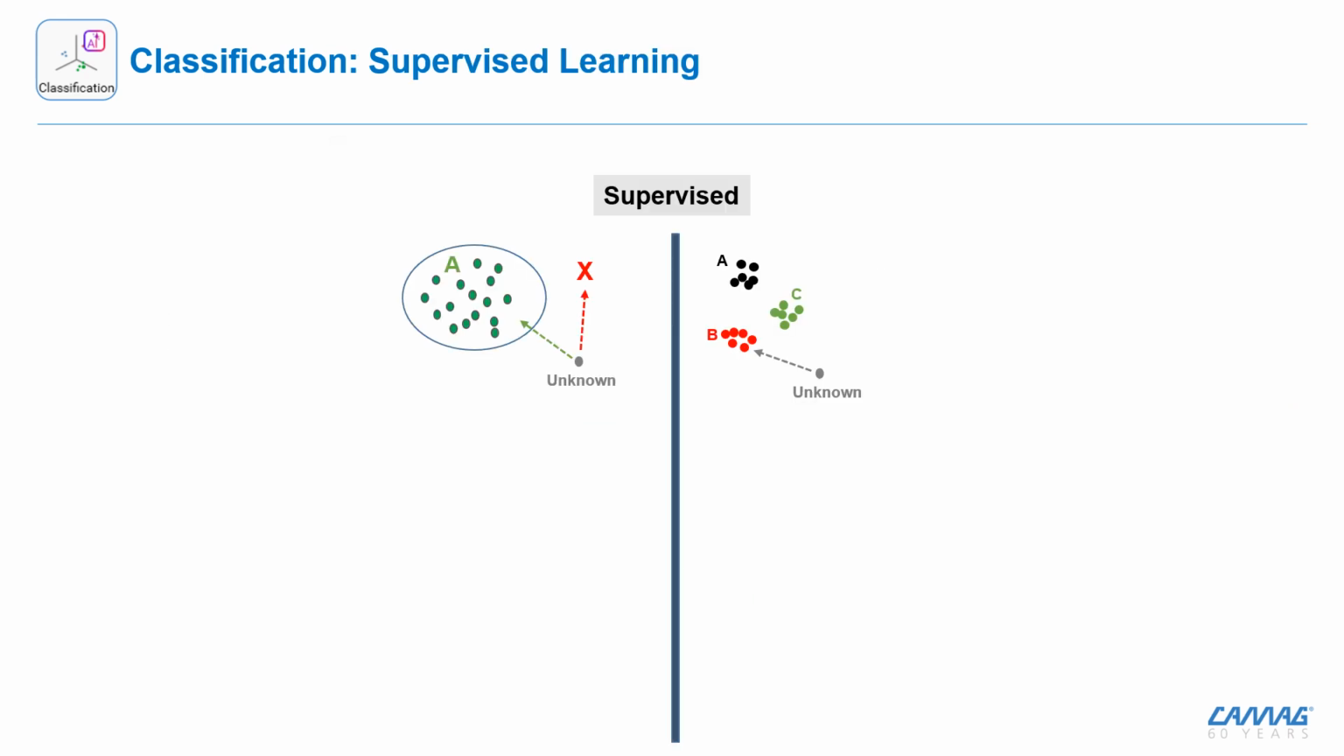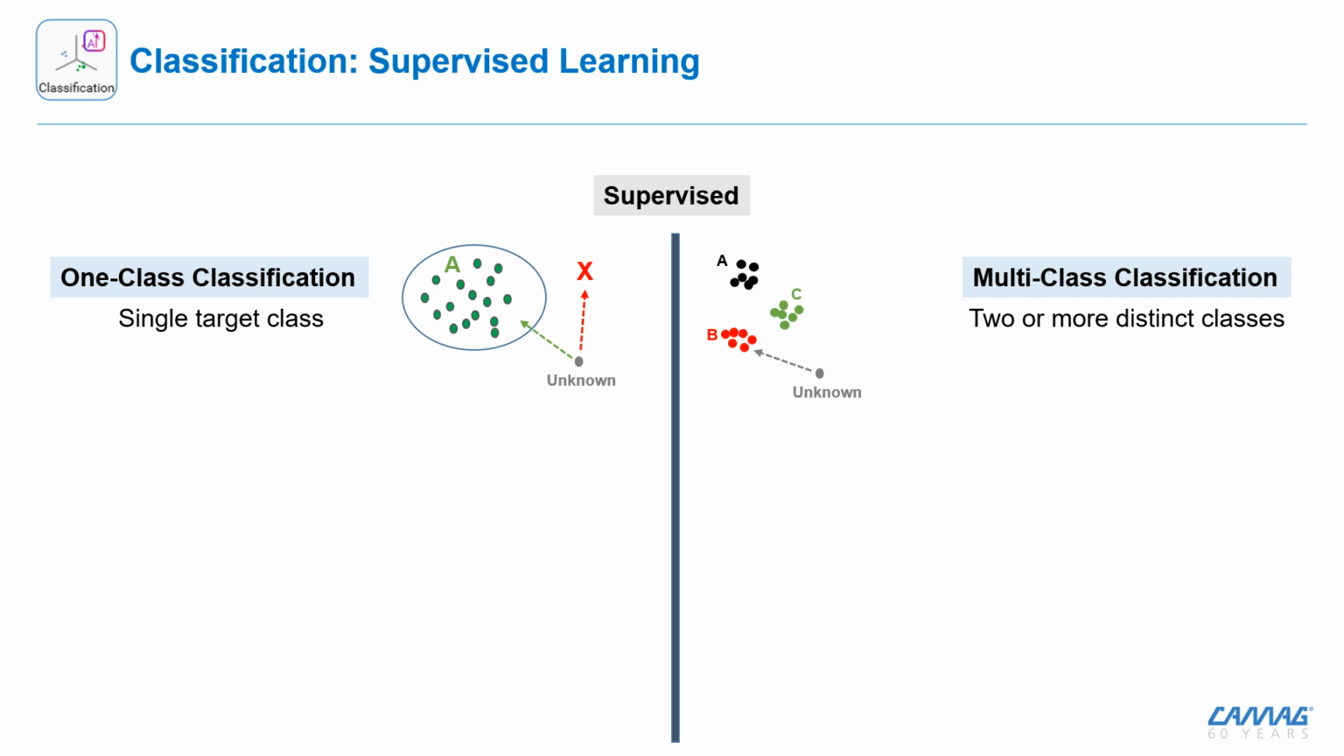We have mentioned in the previous slide that if the supervised mode is selected in the mode step, one class and the multi-class classification models will be available. In this slide, we will learn the difference between both classification models. The main differences are, in one class classification we target a single class, while in multi-class classification we target 2 or more distinct classes.